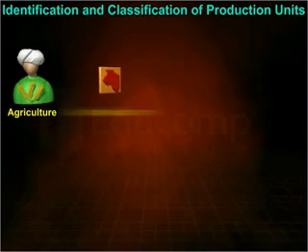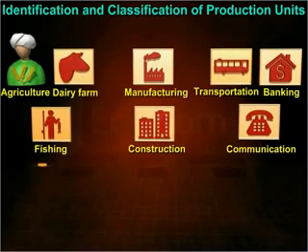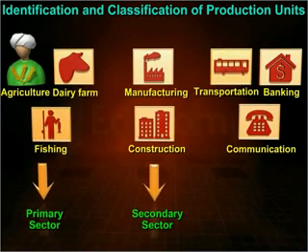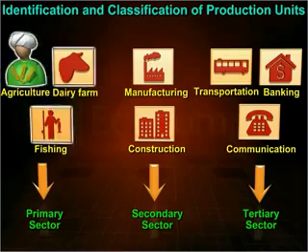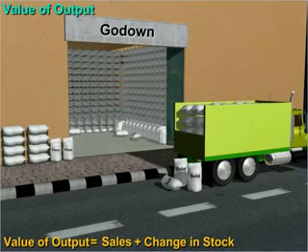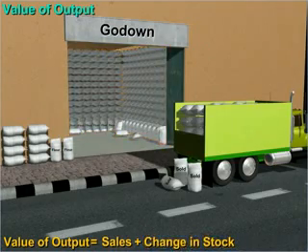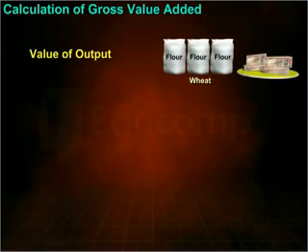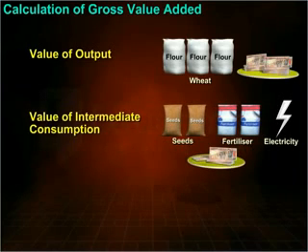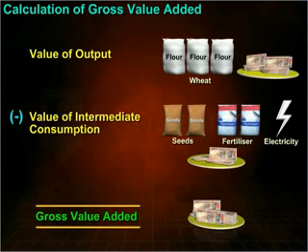First of all, the production units in the economy are identified and are classified into primary, secondary and tertiary sectors on the basis of their occupational activities. Then, the value of output of each production unit is estimated by adding their sales and change in their stocks. Once the value of output is determined, the value of intermediate consumption is subtracted from it in order to estimate the gross value added of that unit.